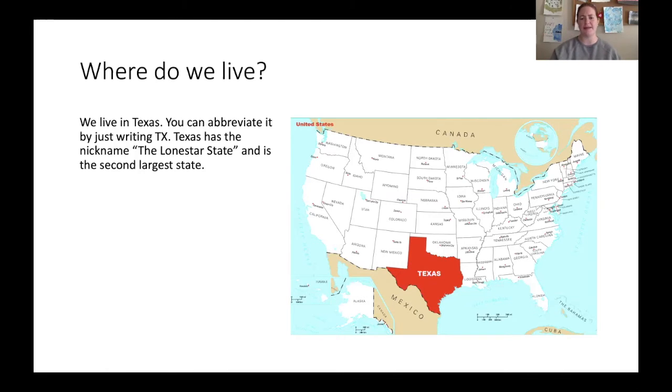Now, yesterday we learned that we live in Harker Heights. Where would Harker Heights be? Right here, a little bit under the S in Texas, is about where Harker Heights would be. So here's Texas, and then if I zoom in, I would be able to see Harker Heights. So that is the state that we live in.